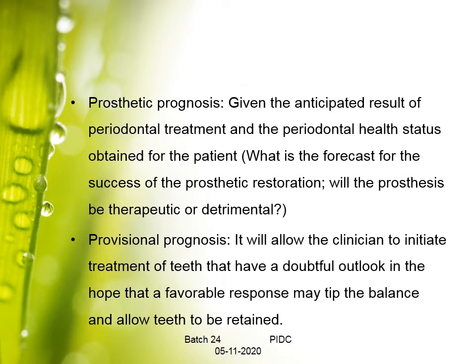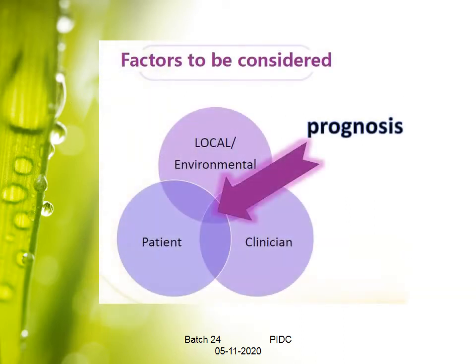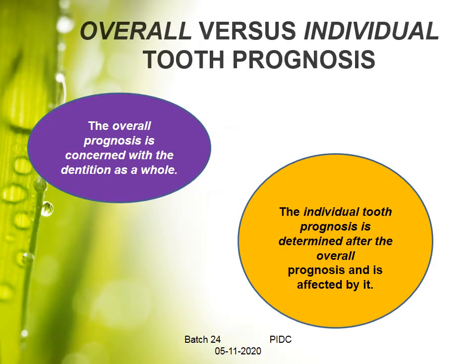Provisional prognosis, it will allow the clinician to initiate the treatment of teeth that have a doubtful outlook in the hope that a favorable response may tip the balance. Now, factors to be considered. Generally, the patient factor, clinical factors as well as the local or environmental factors play an important role in evaluating prognosis. So, again as I told you, it could be either an overall prognosis or an individual tooth prognosis. The overall prognosis is concerned with the dentition as a whole, whereas the individual tooth prognosis is determined after the overall prognosis and is affected by other factors.